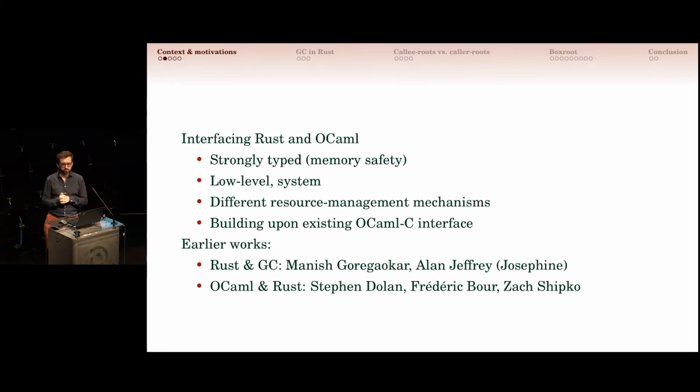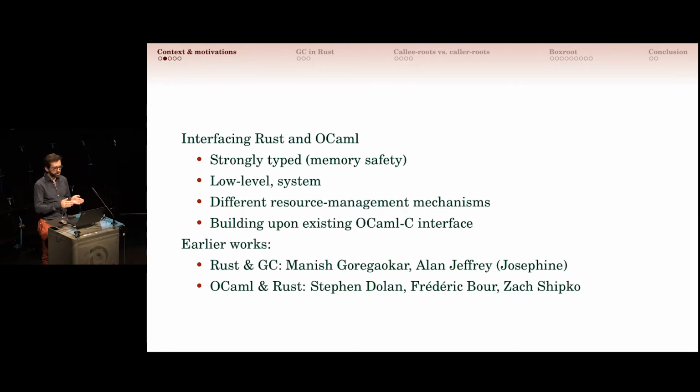So why do we want to interface Rust and OCaml? There is a good synergy between the two languages. Both are strongly typed. They strive for memory safety. Rust is a low-level system programming language. Currently, when people do systems programming in OCaml, they have to mix it with C. And so there is the opportunity to improve the systems narrative around OCaml.